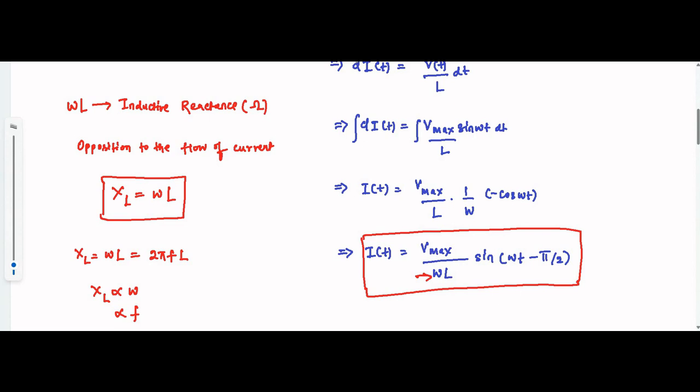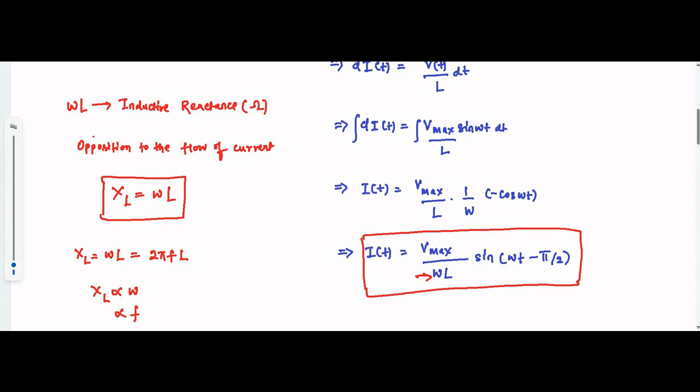So reactance is similar to resistance. It provides opposition to the flow of current. Both of them have the same unit of ohm, but resistance is only for purely resistive circuits. The opposition provided by resistance is for purely resistive circuits. But for inductors and capacitors I will discuss in a separate video.